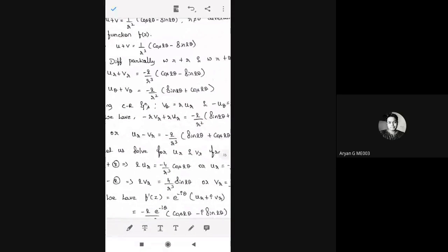u plus v is equal to 1 by r square of cos 2 theta minus sin 2 theta. When you do partial differentiation with respect to r, ur plus vr is equal to, this is constant with respect to r, so write it as it is. Now what is the differentiation of 1 by r square? When it moves to the numerator, it becomes r power minus 2. What is the differentiation of r power minus 2? n into x power n minus 1, correct?